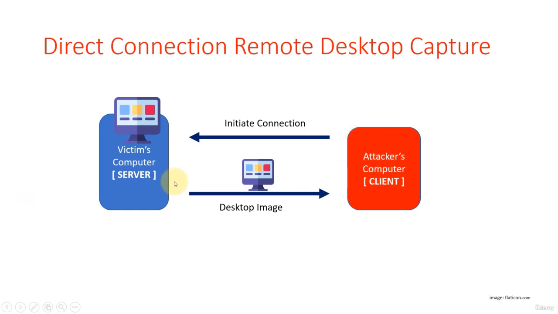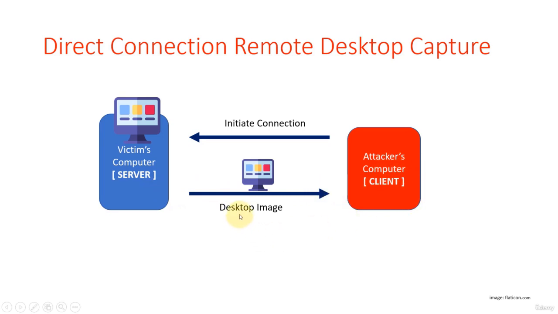So in this simple example, we assume that there is no firewall between the victim and the attacker, so that the attacker can directly initiate a connection. This can happen if both machines are in the same local area network, in the same network segment. Then you can do this, direct connection. The attacker's computer will initiate the connection to the victim's computer. The victim's computer will then capture the desktop and send back the desktop image to the attacker's computer.